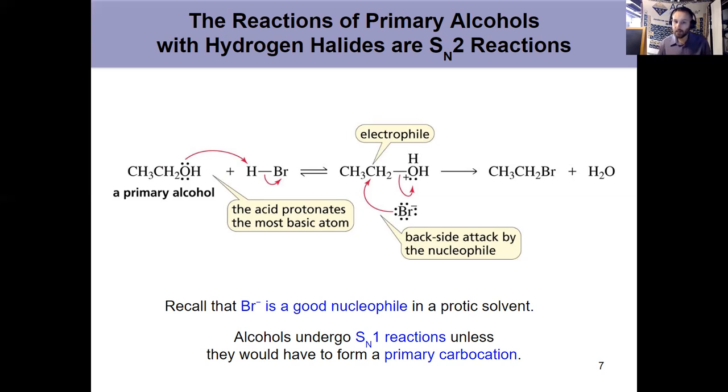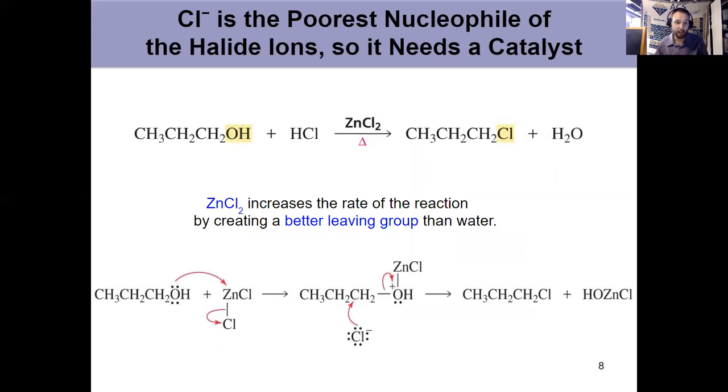Now, HCl is a little bit different, because chloride is a worse nucleophile than bromide or iodide. So actually, if we're using HCl in solution, we have to use a catalyst as well. So be on the lookout for that. If you are trying to do a substitution reaction with an alcohol and HCl, you have to use zinc chloride and heat because it's primary. Zinc chloride is a Lewis acid catalyst.